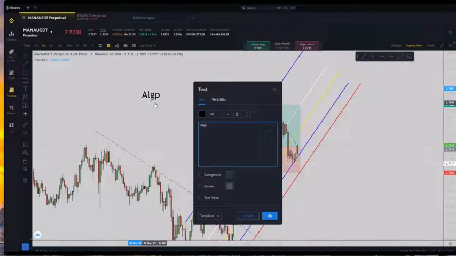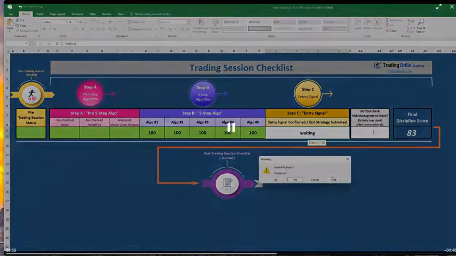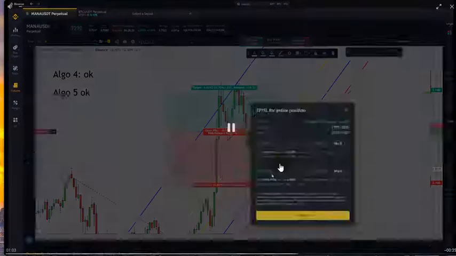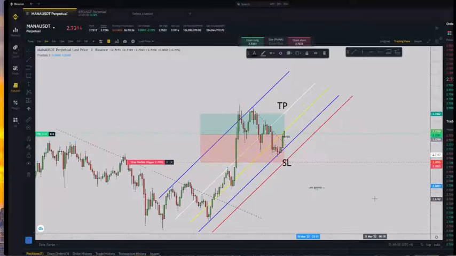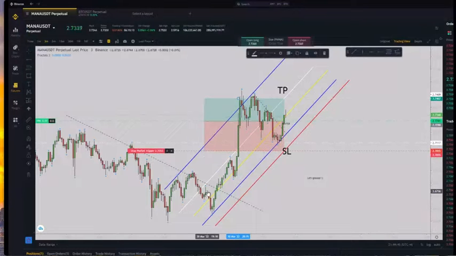And so he entered at a good point as well. It's in the oversold area. He entered, which is really good. So the fourth algo is passed as well, and the risk to reward is really good as well.